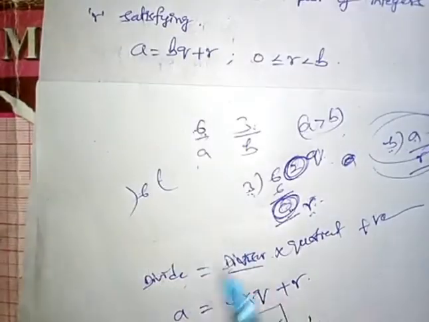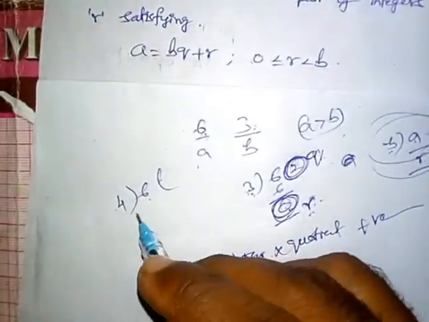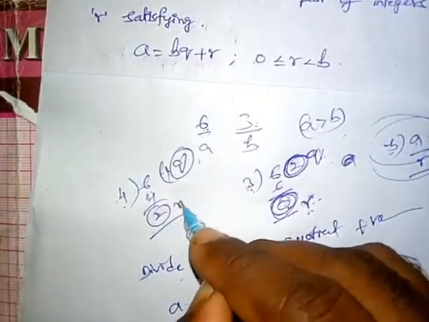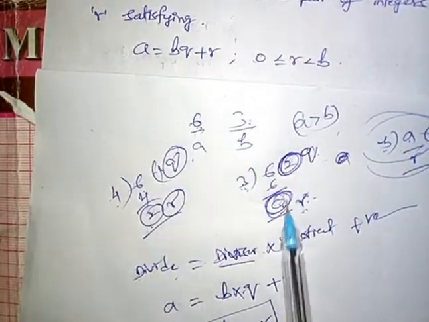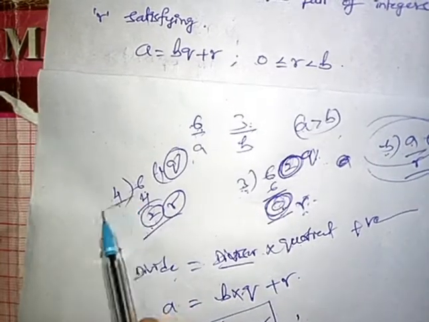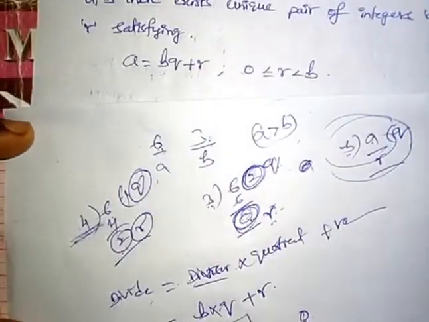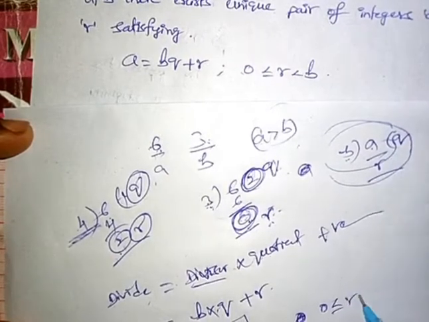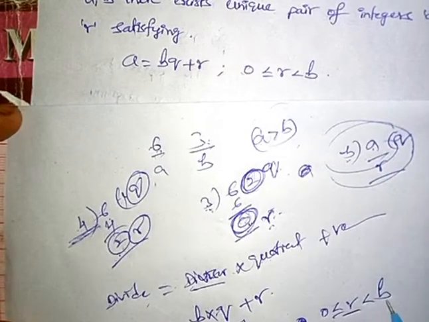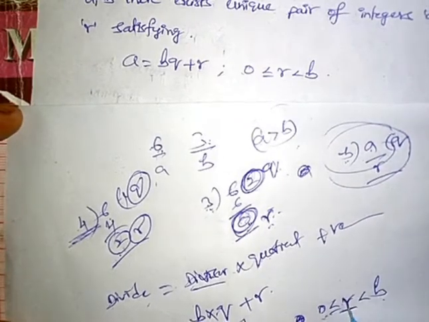Let's take another example: if you divide 6 by 4, what will be the remainder? 4 ones are 4, the remainder is 2. So here q is 1, r is 2. In the first case the remainder is 0, and in the second case the remainder is less than the divisor, that is less than b. So here the condition is 0 less than or equal to r less than b. That means the remainder is always less than the divisor or equal to 0. So this is the condition for the remainder.